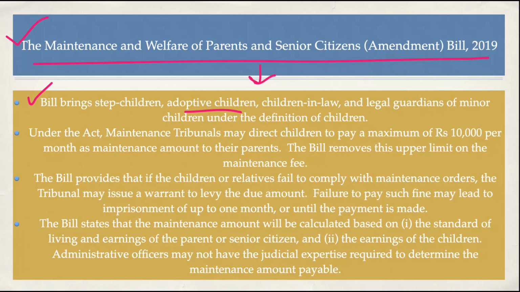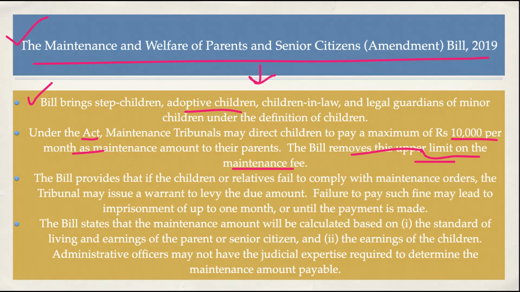If you see, according to the Amendment Bill 2019, in the definition of children, stepchildren and adoptive children have been included, as well as children-in-law. In the ambit of relatives, minors have been included along with the guardian. In the definition of parents, grandparents and parents-in-law have also been included. Secondly, under the Act, we have already understood maintenance tribunals may direct children to pay a maximum maintenance of rupees 10,000. However, the bill removes this upper limit on the maintenance fee.